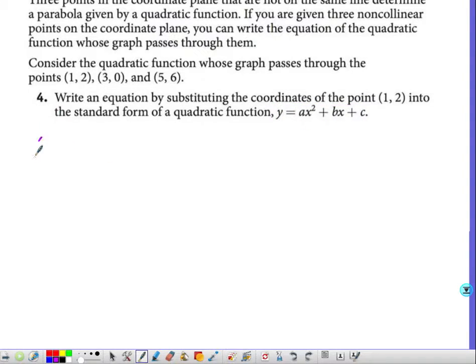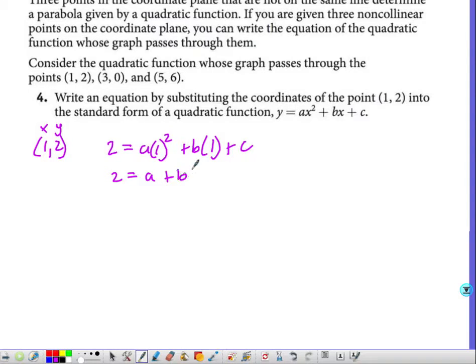What I want to do is take each point, let's start with (1, 2), and identify the x and y coordinates. 1 is x, 2 is y. Once I find that, I can substitute x and y into the standard form of the quadratic equation. So instead of writing y, I'm going to substitute in 2 is equal to a times 1 squared plus b times 1 plus c. So as you can see, we have our first equation. Simplify that a bit: 2 is equal to a plus b plus c.